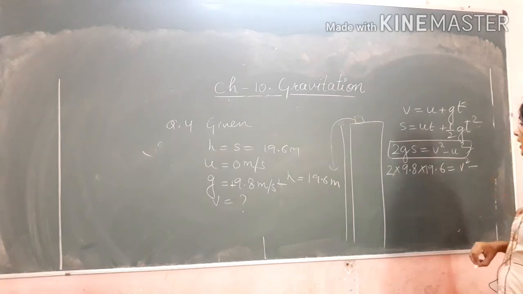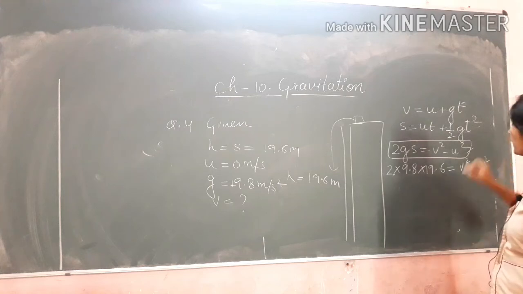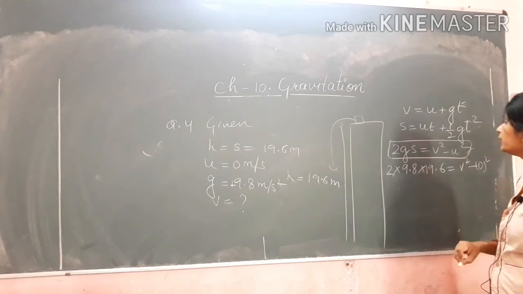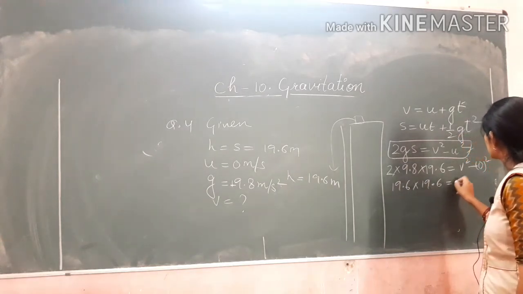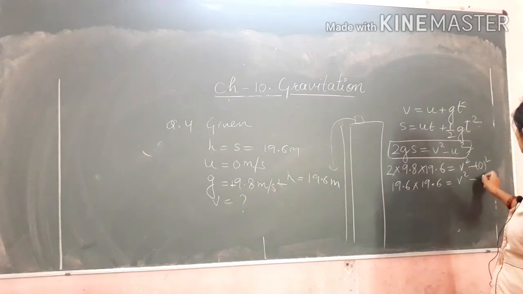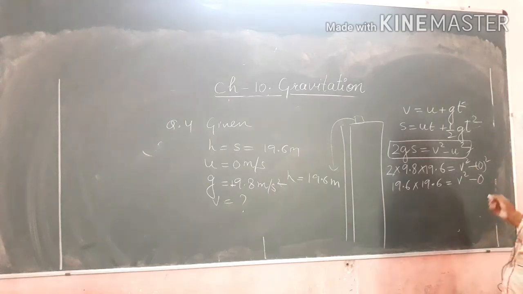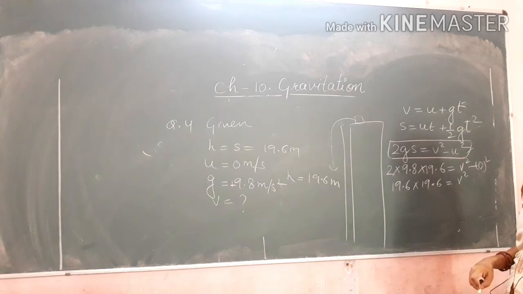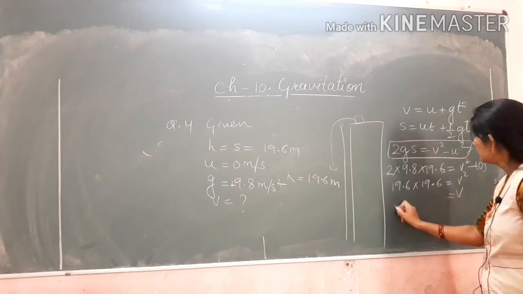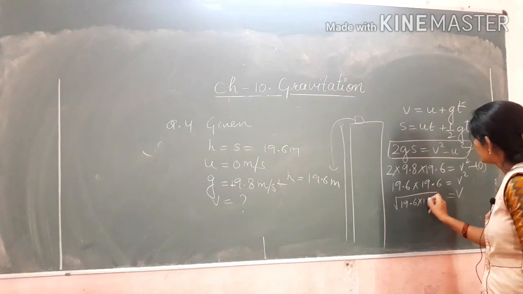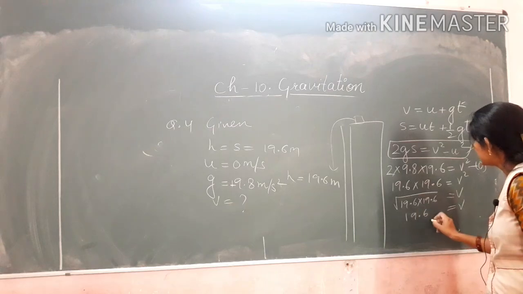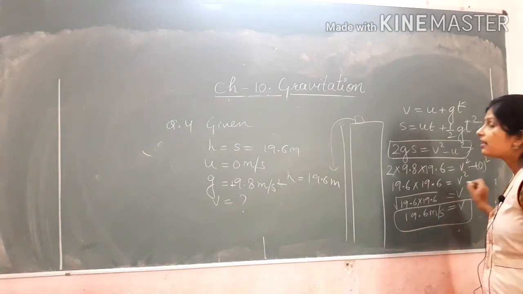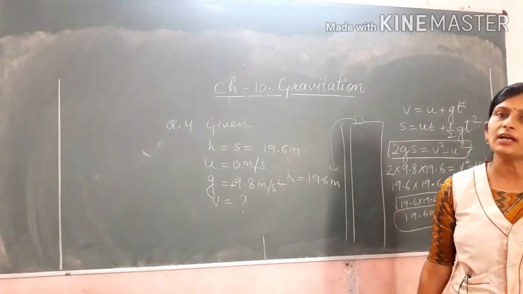So v square minus u square, u is 0. 2 into 9.8, it's 19.6, into 19.6 is equal to v square minus square of 0, and you know that v square minus 0 is v square. If v square is 19.6 into 19.6, then v is under root of 19.6 into 19.6. Then v is equal to 19.6 meter per second. This is the final velocity of the stone before touching the ground.